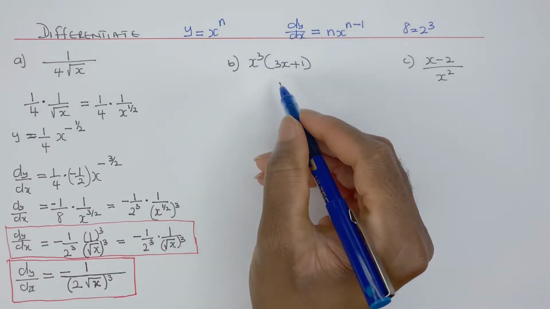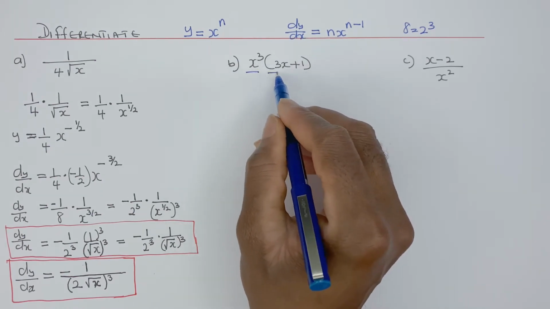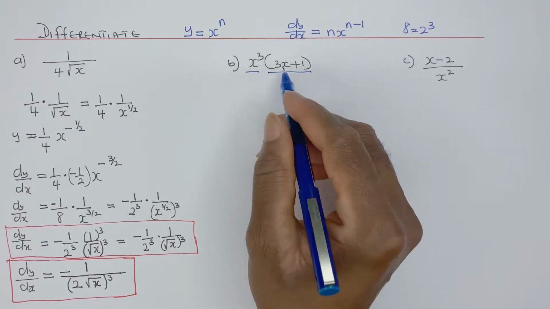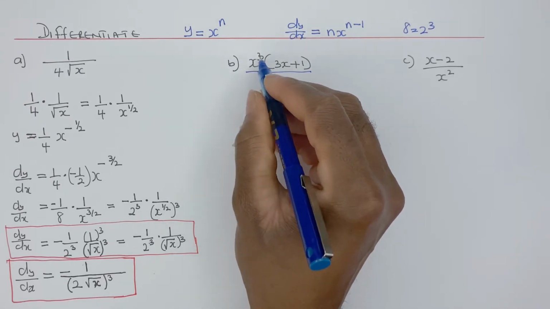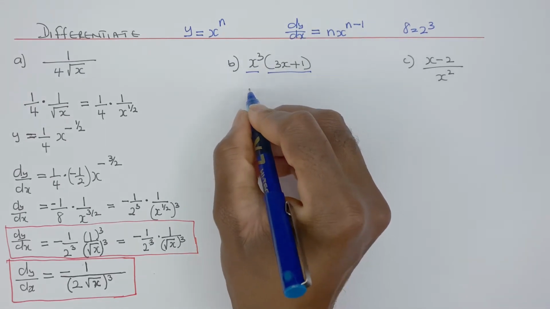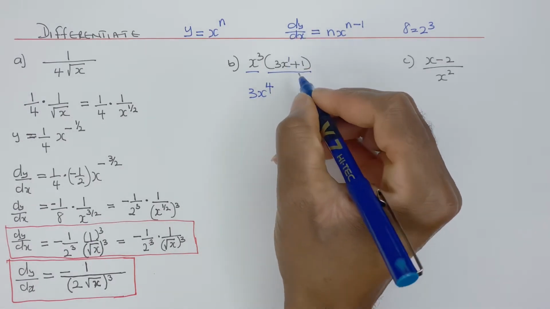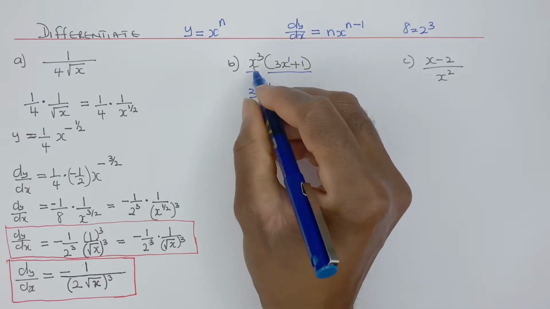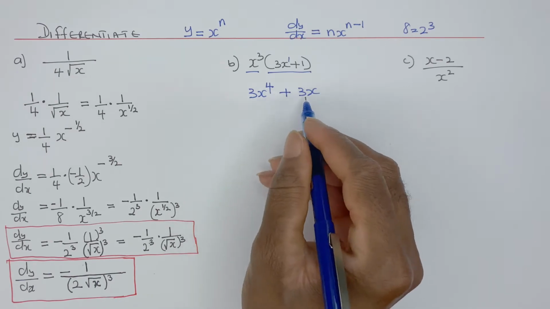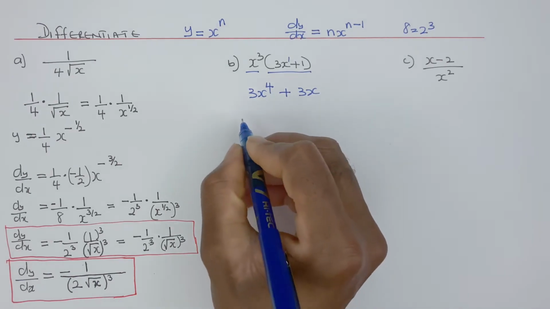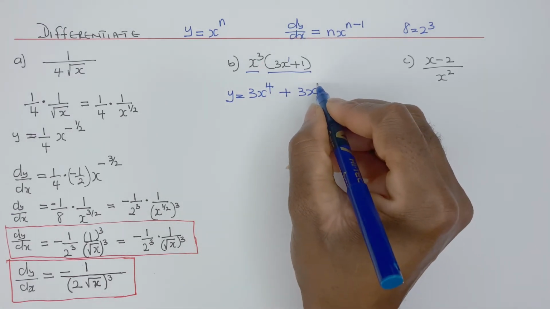Now the B part. This is a product function. So you can see that's that function times that function. But the best thing is not to use the product rule, but to expand it. So x cubed times 3x will be 3x to the power 4, because that's x to the power 1. Plus x cubed times 1, that'll be x cubed. Now we can differentiate each one separately.